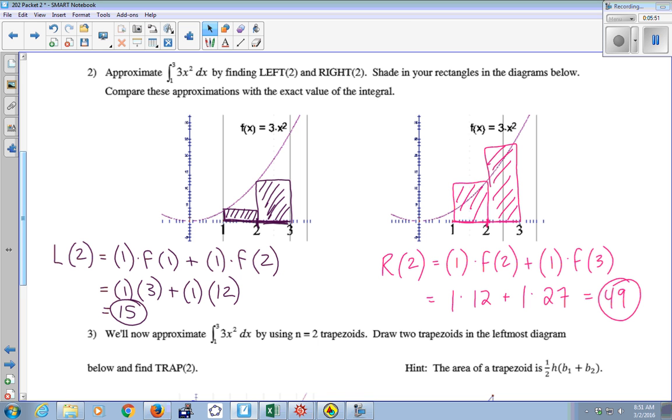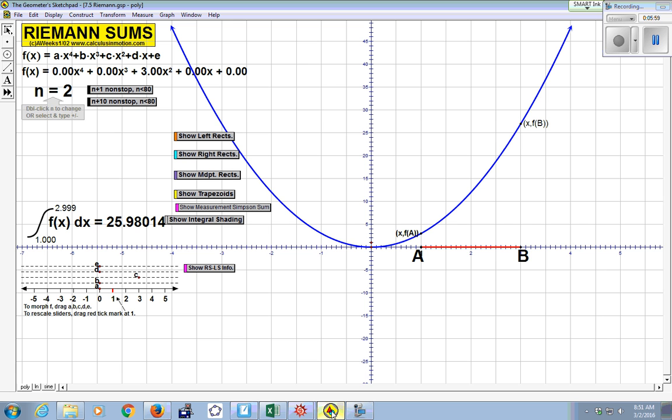So I have a cute little Geometer's Sketchpad here that we can use to check that these are correct, 15 and 49. I'm just going to pull this up, and if I show the left, this is the curve y equals 3x squared. I'm going to show the left rectangles. It's going from 1 to 2.99999. So I got just about 26. Yep, I'm sorry, just about 15.